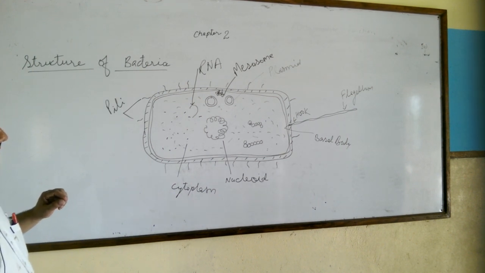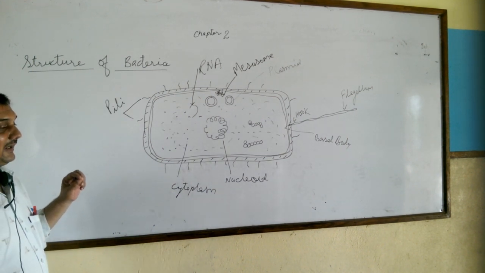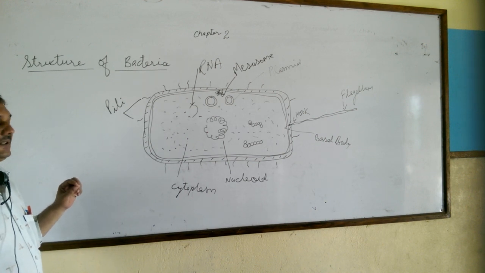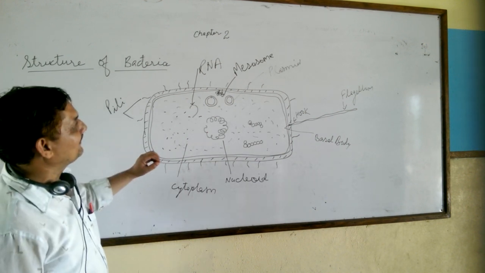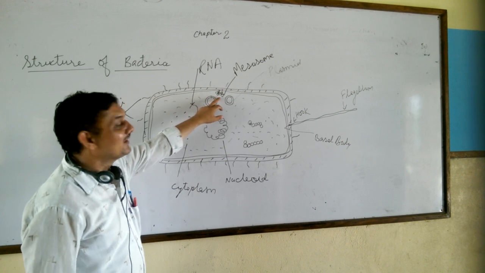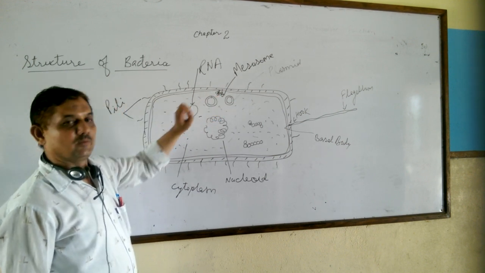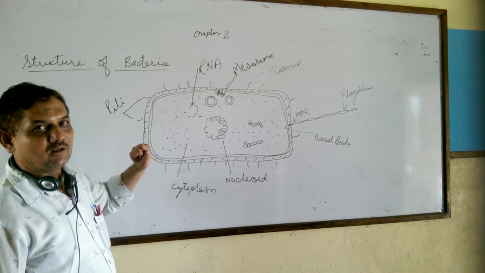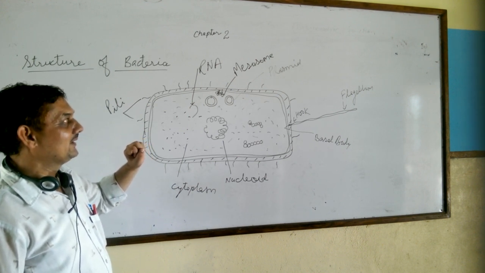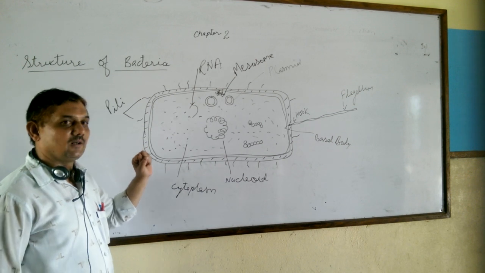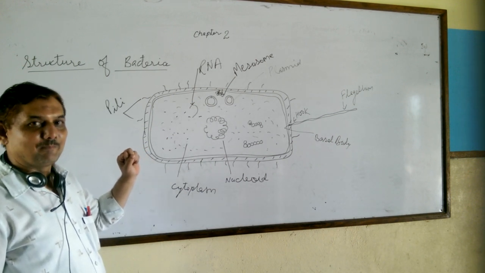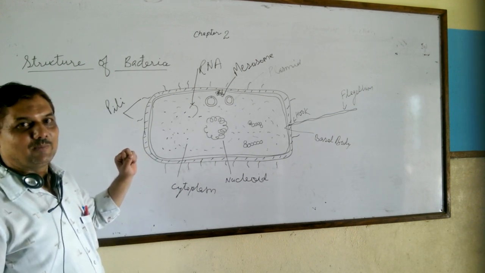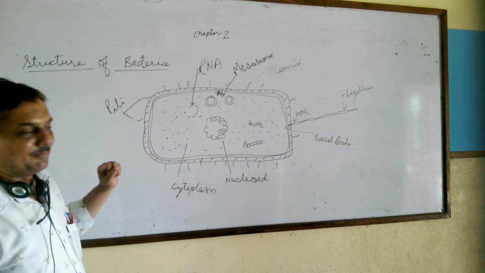Now you see, the bacterial cell possesses extension of plasma membrane at many places. These are called mesosomes. These mesosomes play a very vital role in the metabolism. They help in synthesis of many kinds of membranes, which means they help in biogenesis of membranes.